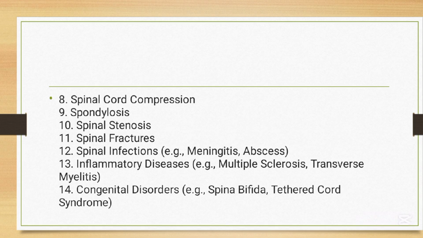Number 8, spinal cord compression, which is the compression of spinal cord. Number 9, spondylosis. Number 10, spinal stenosis. Number 11, spinal fractures. Number 12, spinal infection, for example, meningitis and abscess. Number 13, inflammatory diseases, for example, multiple sclerosis, MS, transverse myelitis. Number 14, congenital disorder, for example, spina bifida, tethered cord syndrome. So these are the diseases of spinal cord.